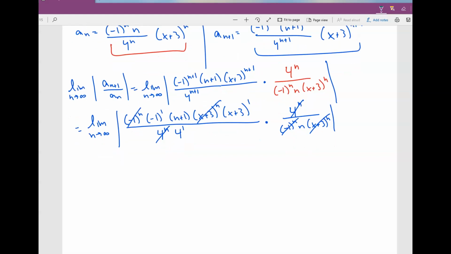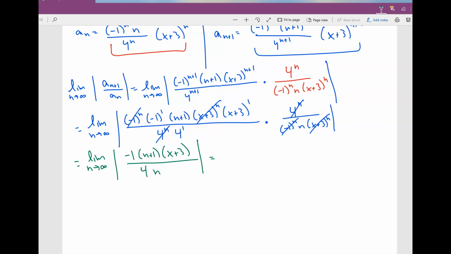So I'm going to have the limit as n goes to infinity. On the top, I'm going to have a negative 1 to the first power, which is just negative 1. Then I have an n plus 1, and then an x plus 3 on the top. Now on the bottom, we just have a 4 to the first power, which is just a 4, and then an n on the bottom.